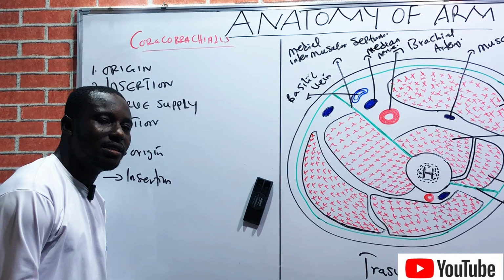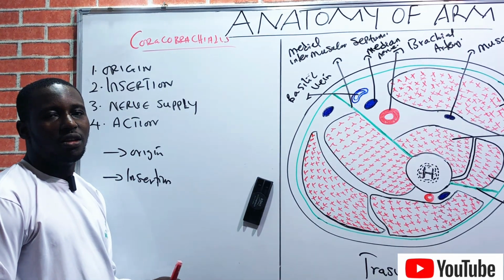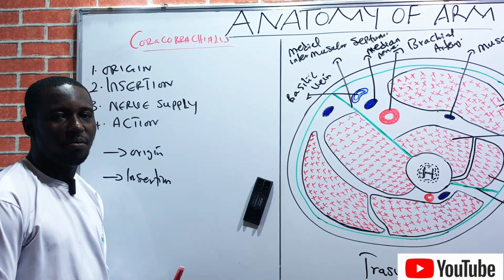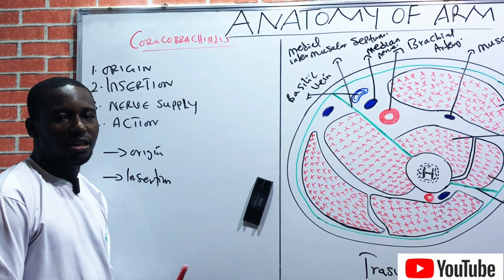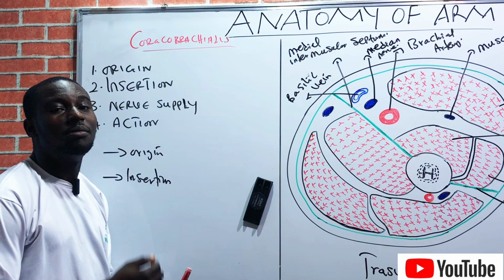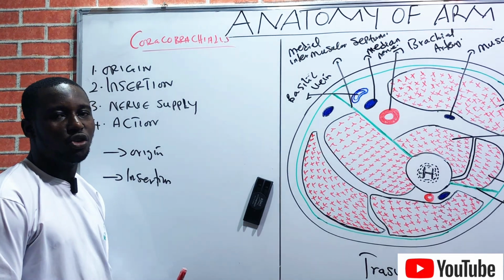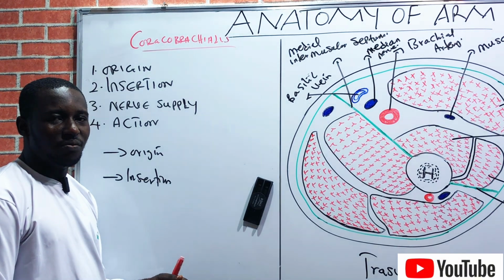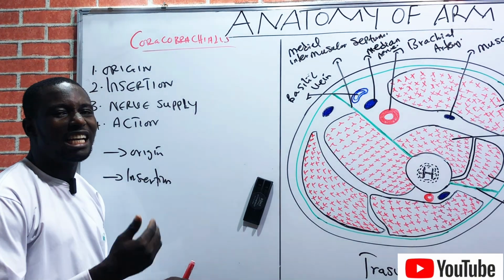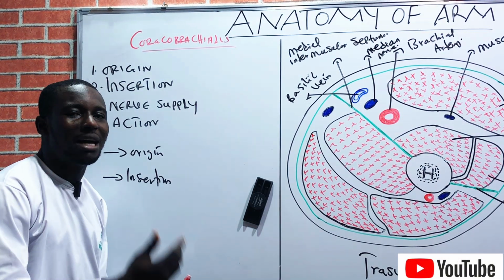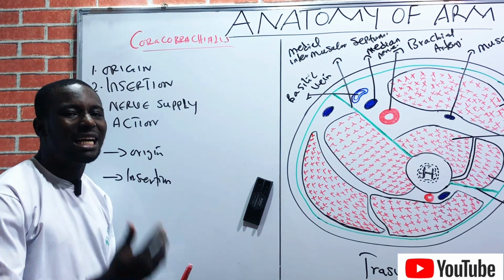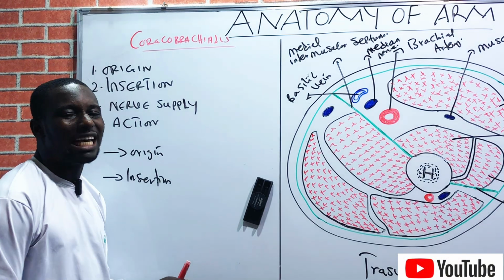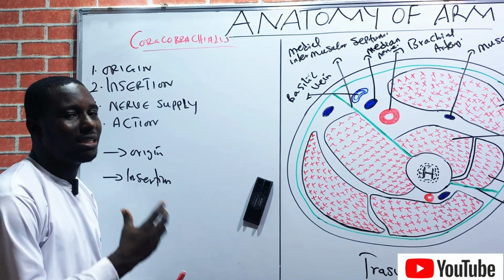Then number seven, the medial and lateral cutaneous nerves of the forearm pierce the deep fascia at that level. So there are many anatomical events that happen at the level of the insertion of the coracobrachialis. It is an important landmark in the arm because of the numerous anatomical events that take place at that level.